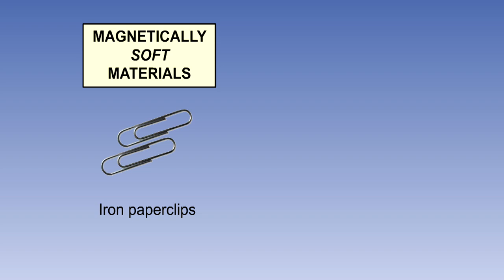The ease with which the micromagnets are realigned depends on the material in which they exist. The term magnetically soft describes a material in which the micromagnets can be realigned easily. Iron is a typical example of a magnetically soft metal. It can be easily magnetized, but it rapidly loses its magnetic properties. Magnetically soft iron is said to have a low magnetic retentivity.